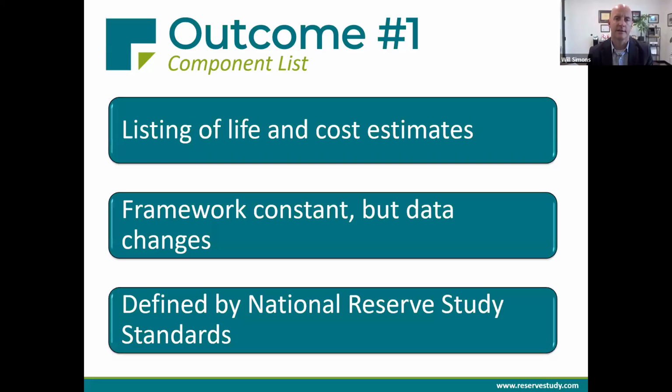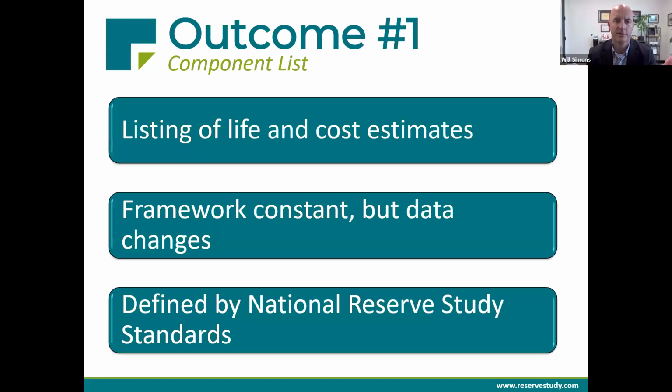Right, so this is just a listing of all the individual items or assets that the association is responsible to maintain. We provide a couple of values for each of those items. So there's going to be a useful life assessment, a remaining useful life, and then a replacement cost. And the coordination of those 3 items gives us a timeline of future expenditures, right?